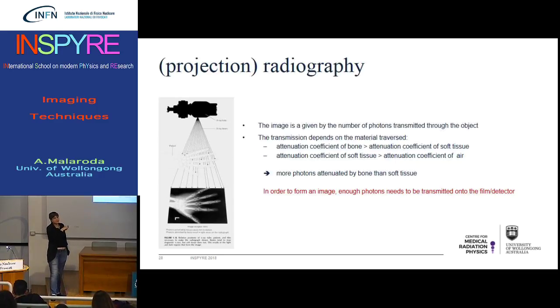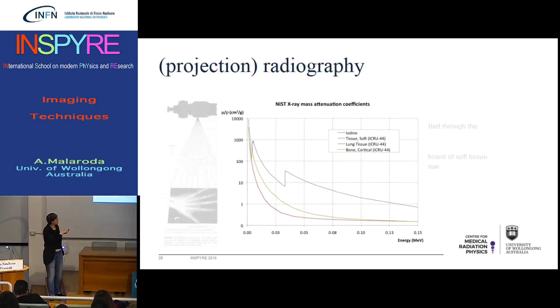So if I want to see details of different materials in my projection radiography, what I need is an energy so that for the material I'm going to look at, the difference in attenuation coefficient is maximized. Am I making sense? So ignore this. This is the iodine, and this is a contrast agent. This is the attenuation coefficient for the contrast agent. And this is the energy.